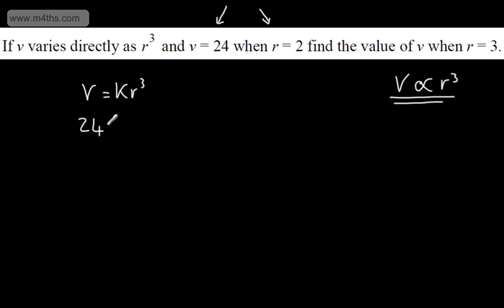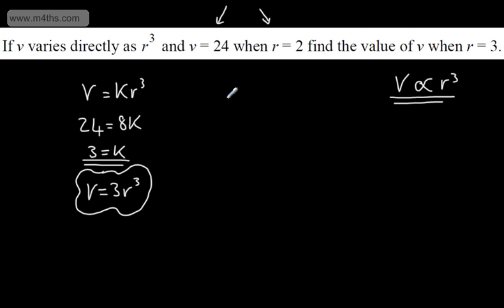So 24 is equal to k multiplied by 2 to the power of 3. 2 to the power of 3 is 8, so that would give me 8k. Dividing both sides by 8, we can see now that k is going to be equal to 3. I'm now going to substitute this back in and say that v is equal to 3r cubed, and that is the relationship. This will allow us to solve for any other problems where we have either v to find or r to find. So this time now we can go ahead and find v because we're given r.